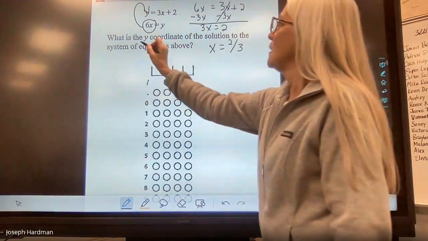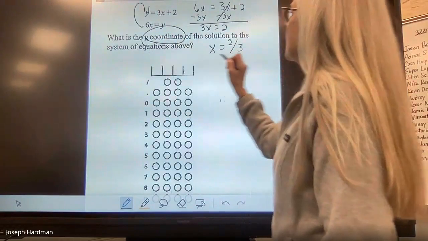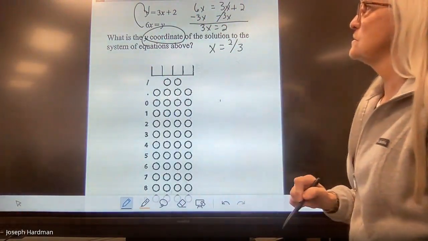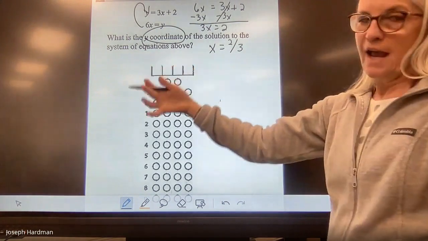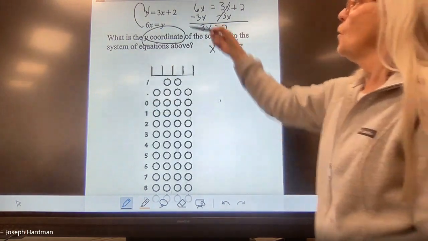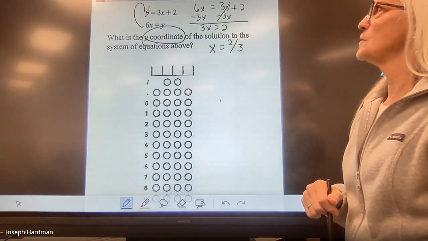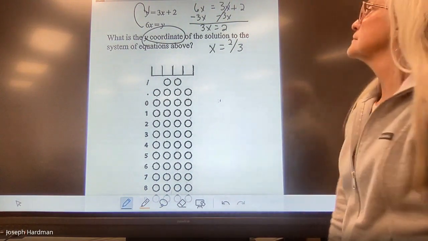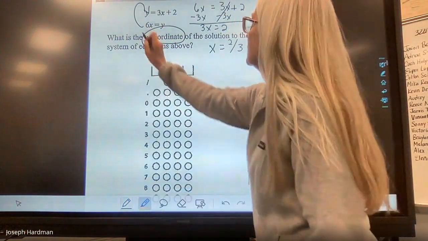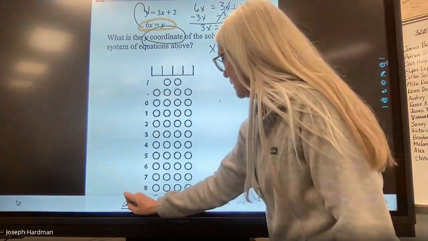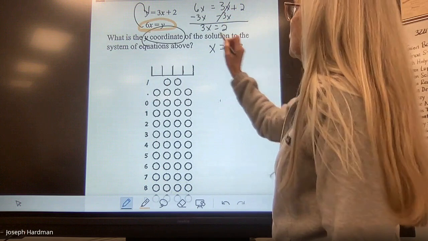But since we are looking for the y-coordinate, we have to substitute this back in for y. Substitute it in for x to find y. So which equation would be the easiest one to put it into? I'm kind of leaning toward this one right here. So let's see what that would look like. I'm putting the 2/3 in for x.